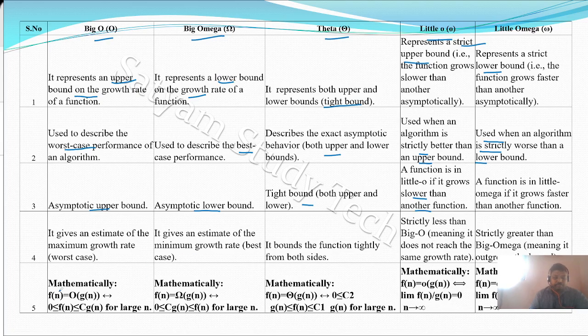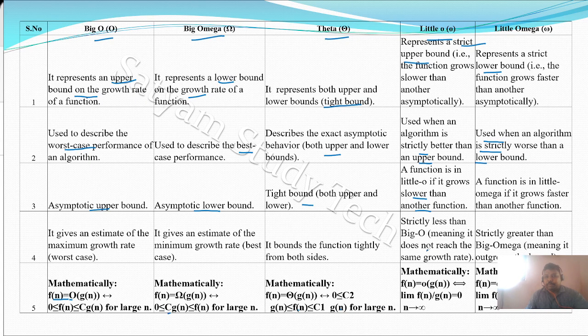Now we can see the mathematical representation: f of n equals big O of g of n, that is 0 less than or equal to f of n less than or equal to c into g of n for all large n. Mathematically, in big omega notation, f of n equals omega of g of n, that is 0 less than or equal to c into g of n less than or equal to f of n for large n. And the mathematical representation of theta notation: f of n equals theta of g of n, that is 0 less than or equal to c1 into g of n less than or equal to f of n less than or equal to c2 into g of n for large n.